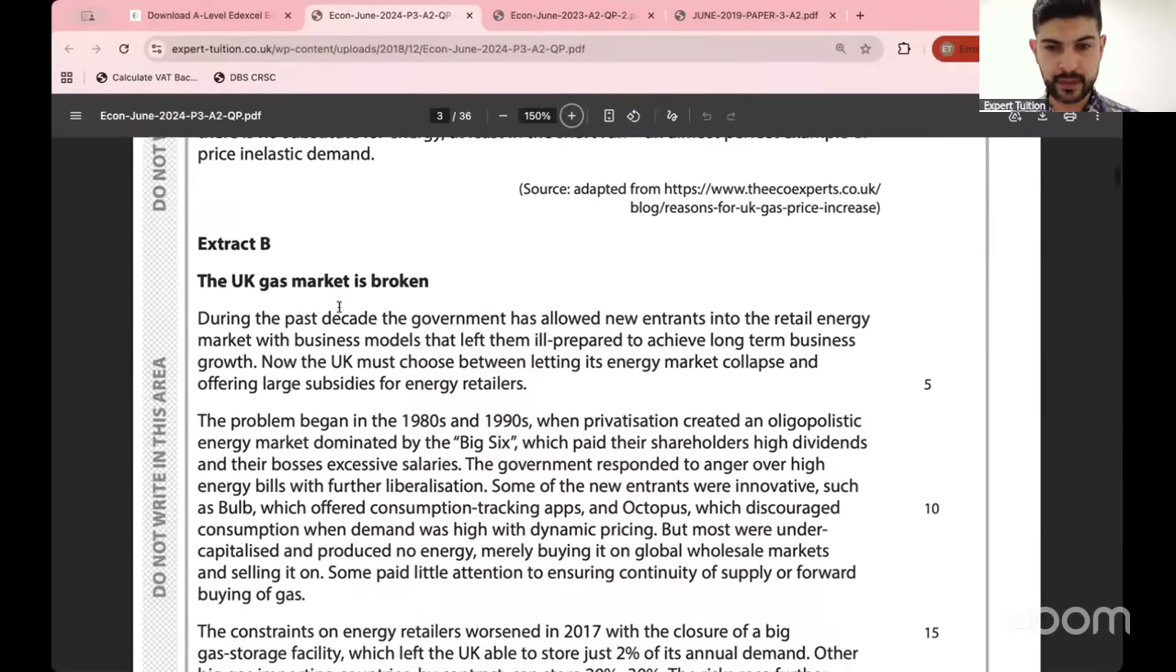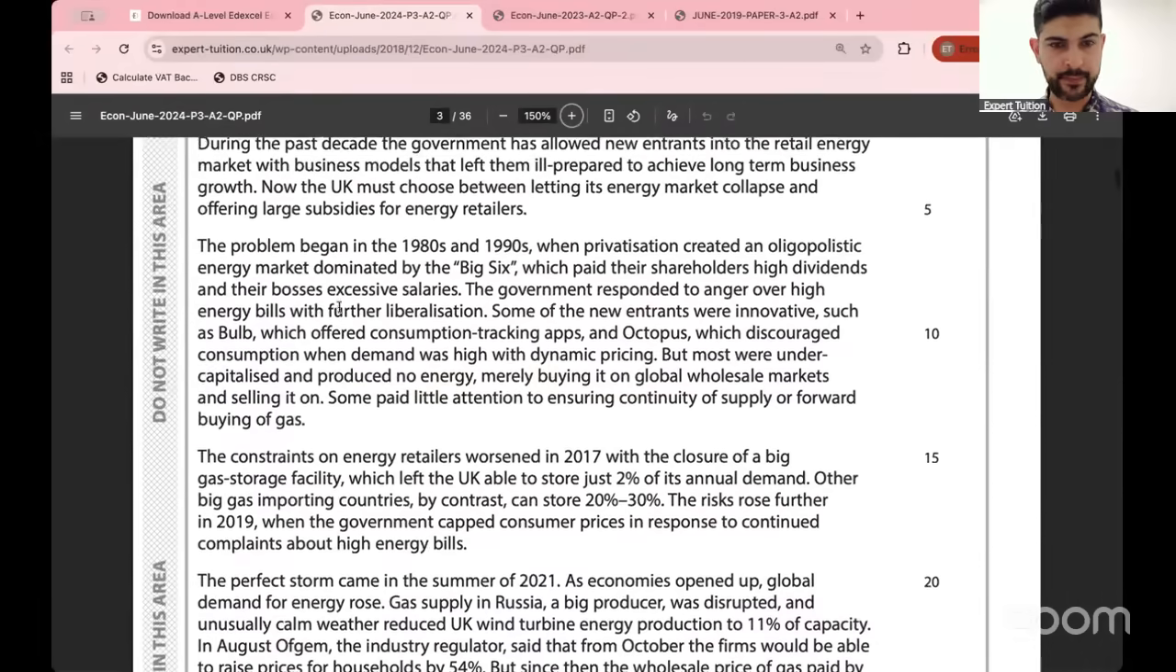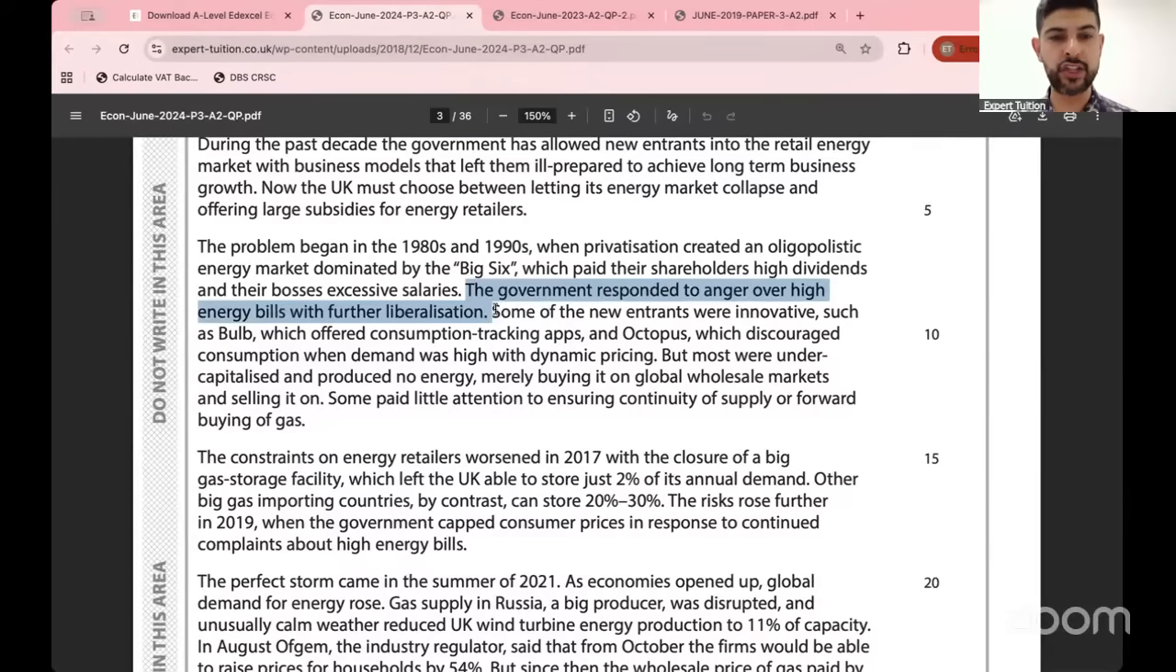So it was extract B, wasn't it? Okay. Here we go. The government responded to anger over high energy bills with further liberalization. Okay. And then it talks about some of the new entrants were innovative, such as Bulb, which offered consumption tracking apps, and Octopus, which discouraged consumption when demand was high with dynamic pricing. Right. What does that mean? There's clearly evidence of entry.